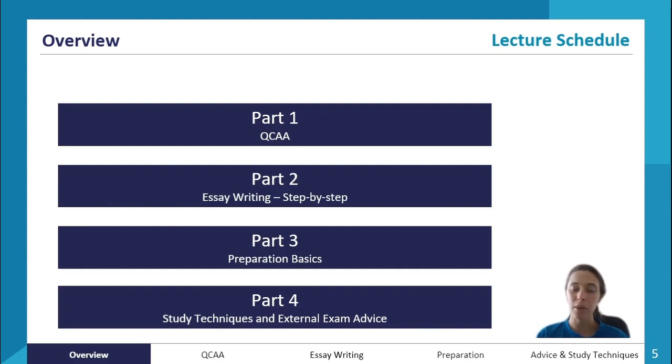So let's have a look at what we'll be covering today. First of all, we'll have a bit of an overview of the QCAA. Then we'll look at essay writing step by step so you really understand the process you should be going through. We'll look at some preparation basics when it comes to preparing for your exam, and then some study techniques and general exam advice that I'm sure you are looking for. So let's get into it.